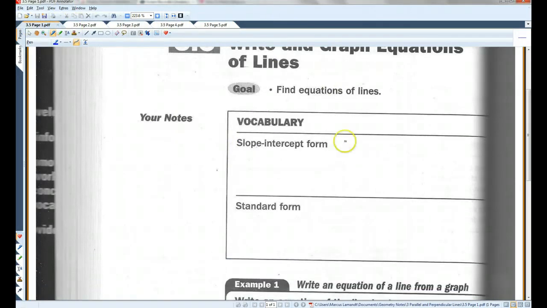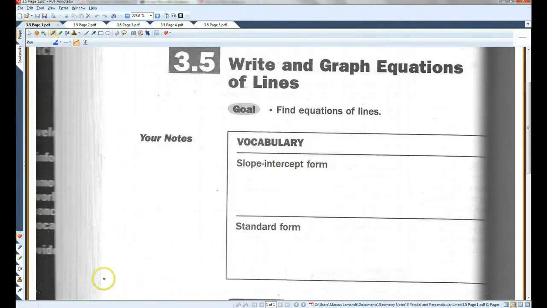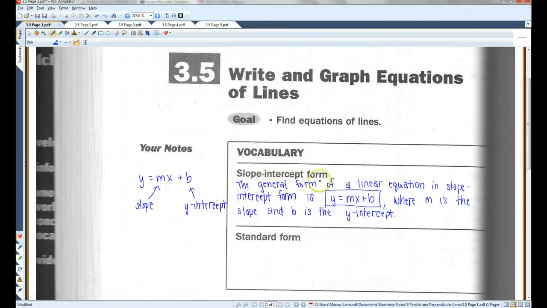Slope-intercept form. Most of you, hopefully all of you, are already familiar with slope-intercept form. The general form of a linear equation in slope-intercept form is y equals mx plus b, where m is the slope and b is the y-intercept. I also wrote it over here. y equals mx plus b, m slope, b y-intercept.